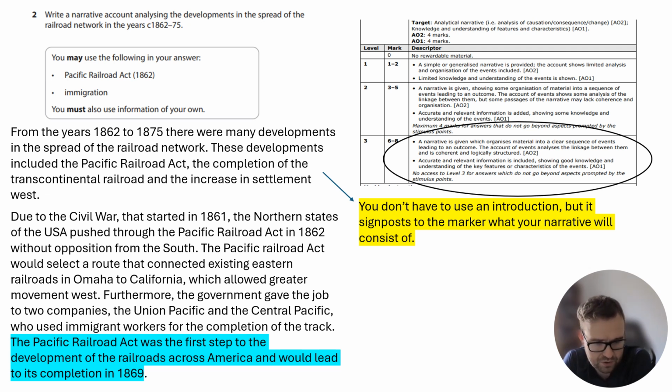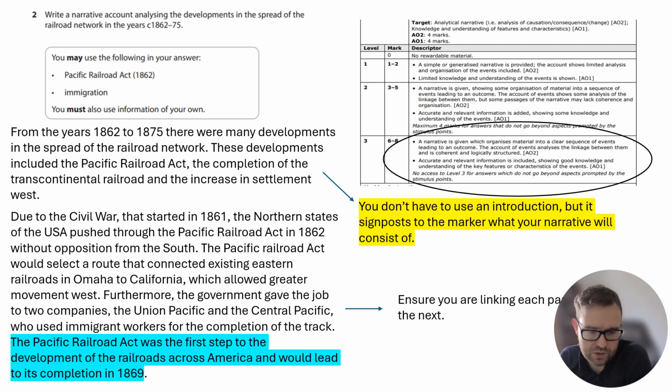Furthermore, the government gave the job to 2 companies, the Union Pacific and Central Pacific, again, good knowledge, who used immigrant workers for the completion of the track. The Pacific Railroad was the first step. Good. Okay, that does the job. To the development of the railroads across America and will lead to its completion in 1869. So you can see straight away there's going to be a link, and our second paragraph is clearly going to be on the Transcontinental Railroad.